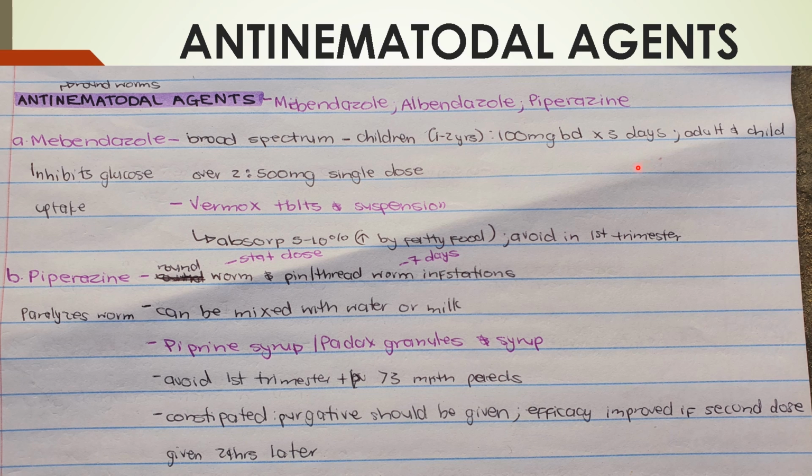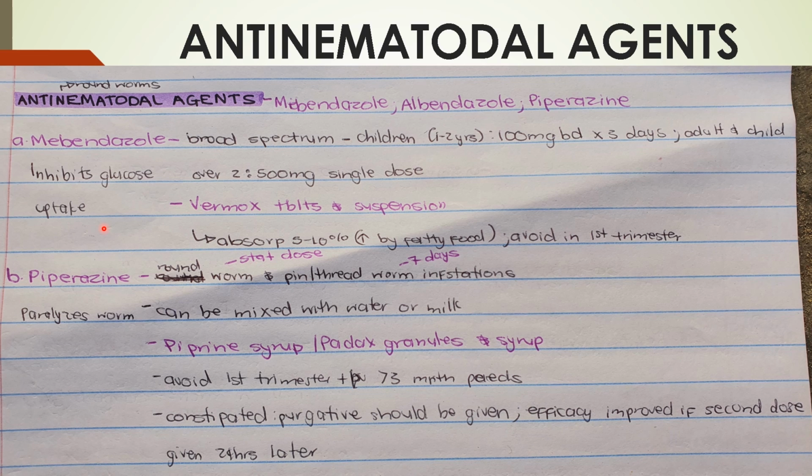And then please note, with all of these, you need to know the mechanism of action of these drugs. So mebendazole inhibits the glucose uptake of the roundworm, and as a result, it's not able to grow because it does not have glucose, and as a result, it dies. You pretty much starve it, while piperazine will paralyze the worm. Anyway, for mebendazole, you can give Vermox tablets and also a suspension.